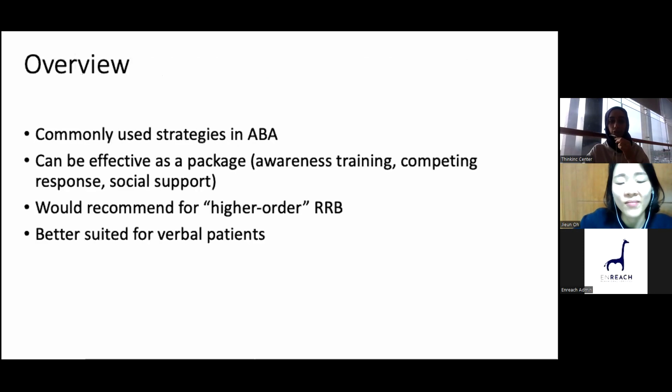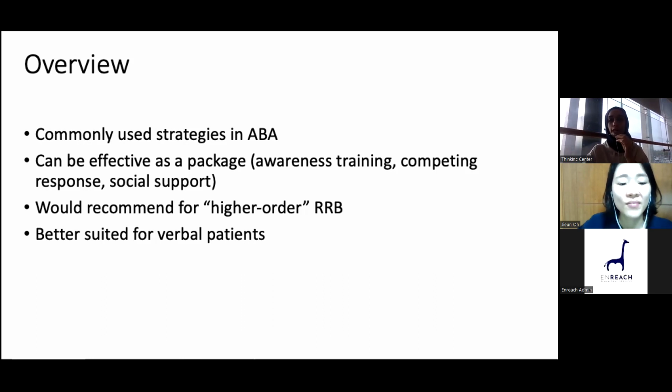So as an overview, we can see that the components of habit reversal training are, in fact, strategies that are commonly used in ABA. Like we said, the awareness component is not always there, but the operational definition is something that we focus on: identifying the behavior, labeling the behavior, and giving examples and non-examples of it.